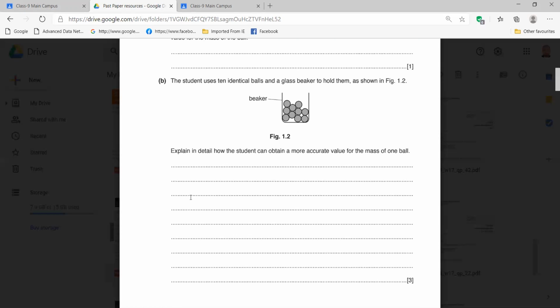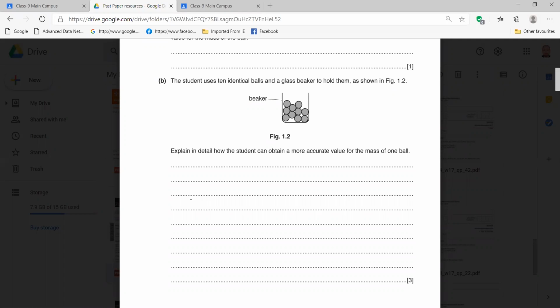Sir, can you tell me the spelling of fluctuate? F-L-U-C, F-L-U-C, T-U-A-T-E. Yes, sir. The ball's position will fluctuate. Thank you, sir. Okay, you are welcome. Then continue B.